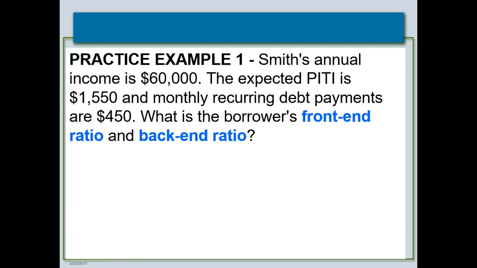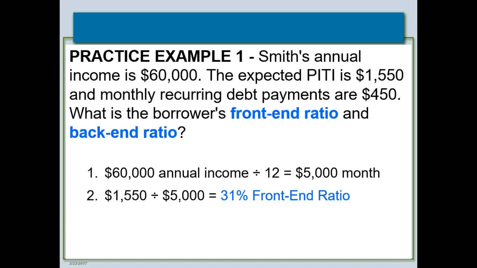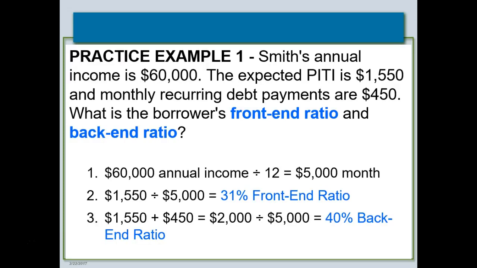What's the front end? 31%. What's the back end? 40%. Here's how you do that. You had to first calculate their income. They gave it to you annually, so you had to figure out what it was monthly. Remember, if the income is wrong, everything else is going to be wrong.